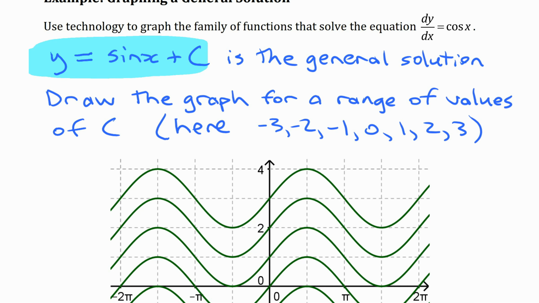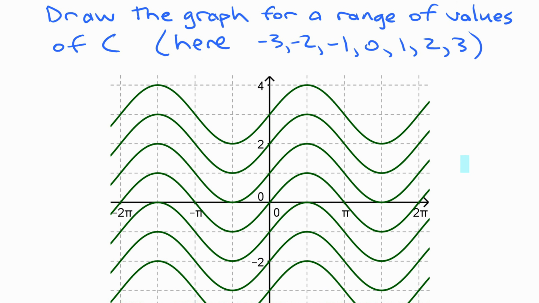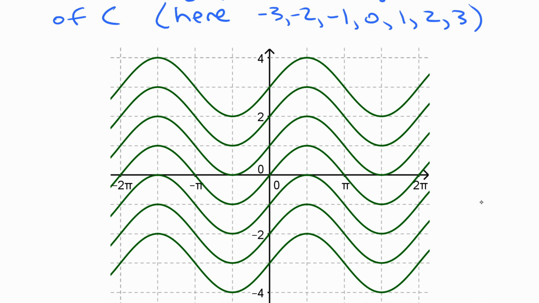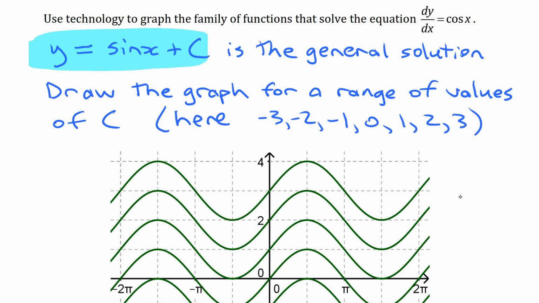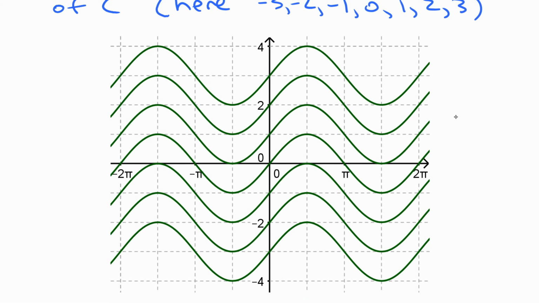If you wanted to see what that looks like, this is a graph drawn for several values of that constant. I just drew it for integer values from -3 all the way through to 3. There's an infinite number, but the whole thing would be green in my case, so I just drew it with those 7. You can see they're just vertical translations of each other, which makes sense. The constant on the end just represents a vertical shift of the sine function. So that's that family of functions.